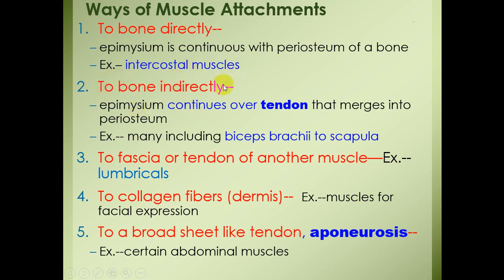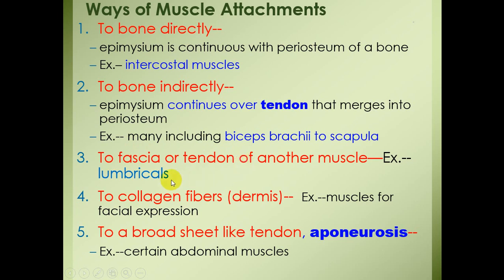Muscles are also indirectly attached via cord or rope-like structures which are called tendons. For example, we have biceps brachii, which is attached to the scapula on one end and to the radius on the other end. Then the epimysium of the muscle that passes over the tendon is the epitendineum, and this layer is blended with the periosteum.